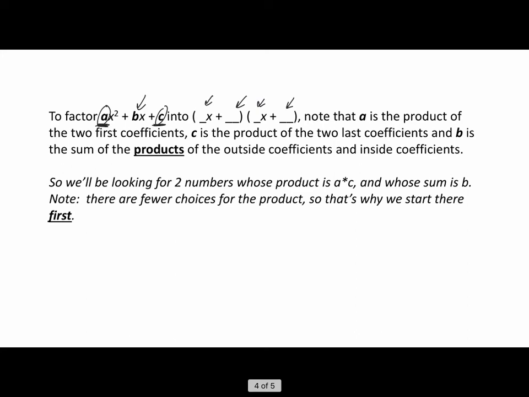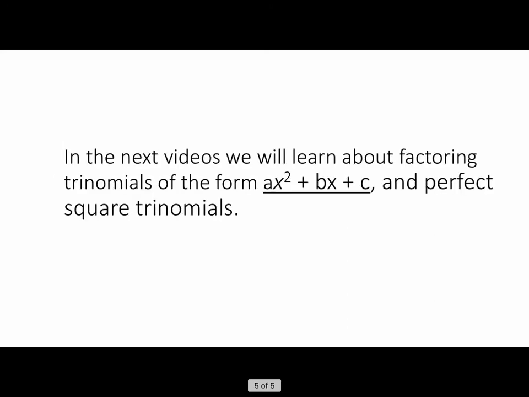So we'll be looking for two numbers whose product is a times c and whose sum is b. And of course, there's fewer choices for the product. That's why we start there first. So in the next videos, we will learn more about factoring the trinomials of this form and perfect square trinomials.